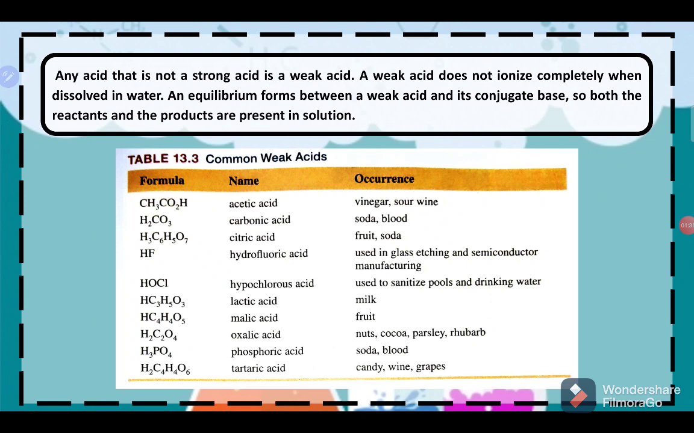Now, any acid that is not a strong acid is a weak acid, obviously. So a weak acid does not ionize completely when dissolved in water. An equilibrium forms between a weak acid and its conjugate base. So both the reactants and the products are present in the solution. So here, we have the common weak acids, and as they are combined with water, they do not dissolve completely. Okay? Instead, they form an equilibrium. So the weak acid forms an equilibrium with its conjugate base. Okay? So that is for weak acids.